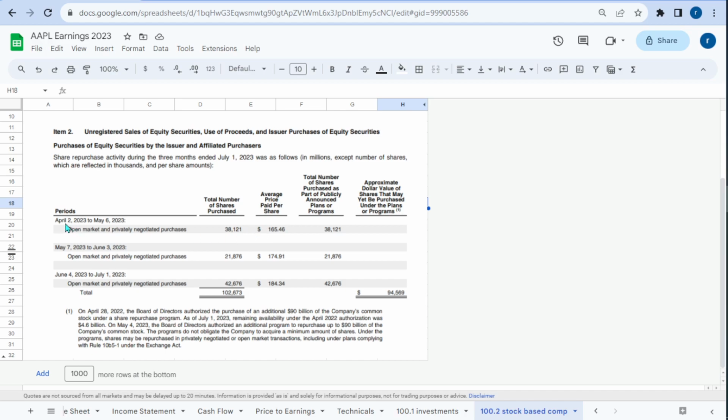So in April 2nd, 2023 to May 6th, 2023, on the open market and privately negotiated purchases, they're making purchases that average about $165.46 a share. They purchased about 38,121 shares. And that's pretty much what's going on here. So it's just giving like an average idea of how much they're actually paying.